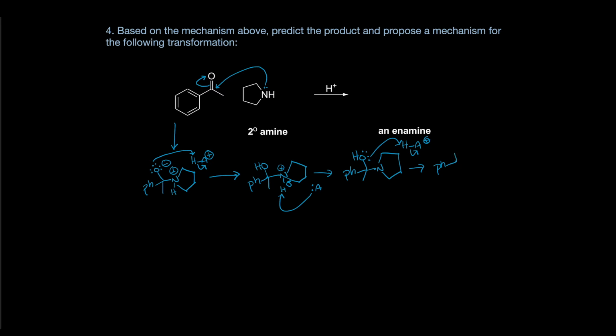And now we know we have a good leaving group. And finally, another proton transfer from the alpha carbon. You notice we only have one alpha carbon here, so let's draw in the last step of this mechanism.